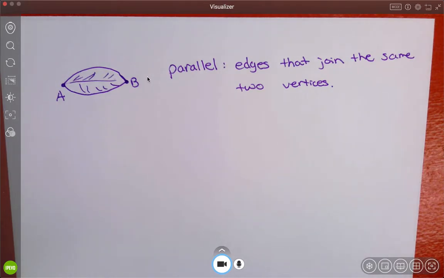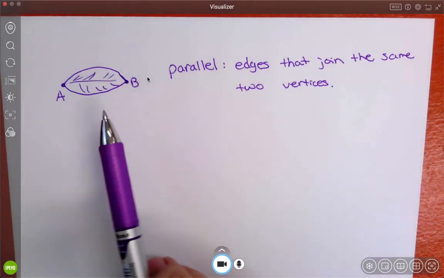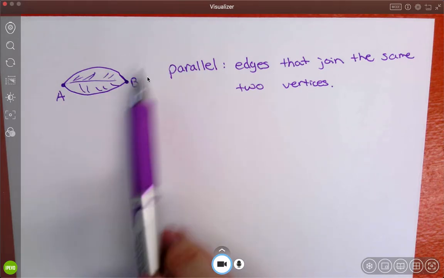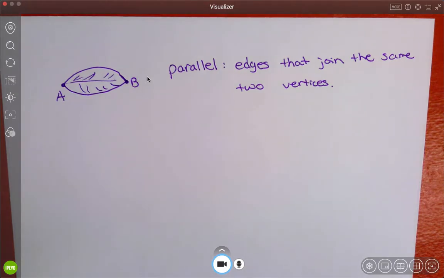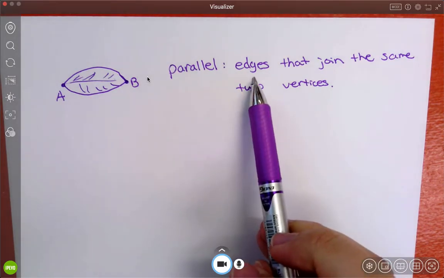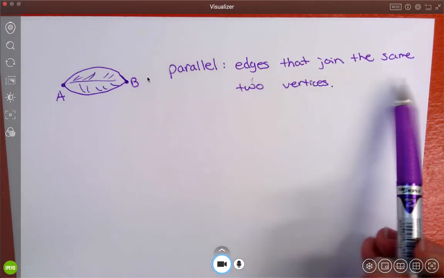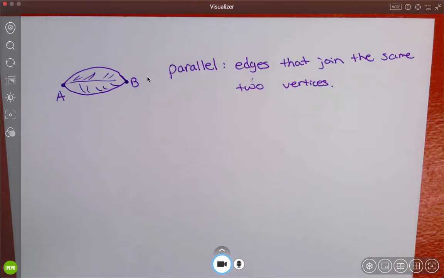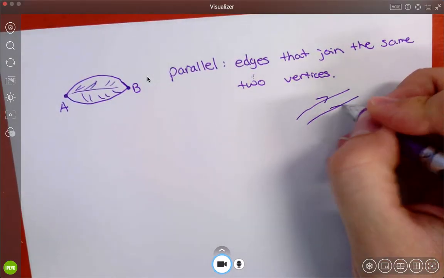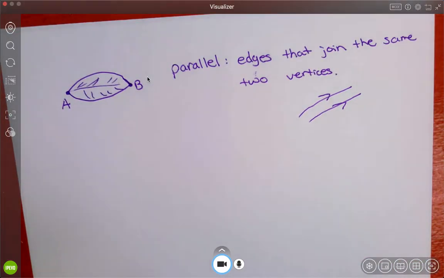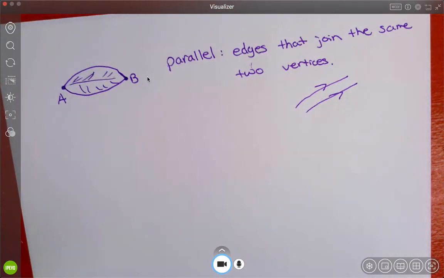So if I have something like this, I drew in the leaf just for aesthetic value, but really it's just A and B. There's a point on top. There's a line on top and a line on the bottom, right? So if you have two or more edges that join the same 2 vertices, they're parallel. Are these parallel like how you learned in elementary school? No, right? But in this case, there are 2 lines that connect the same 2 points.